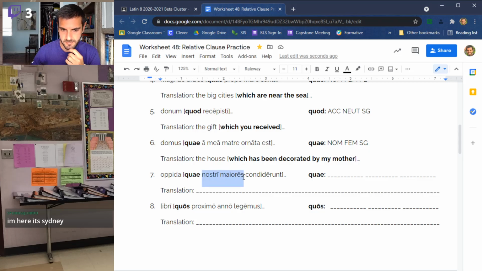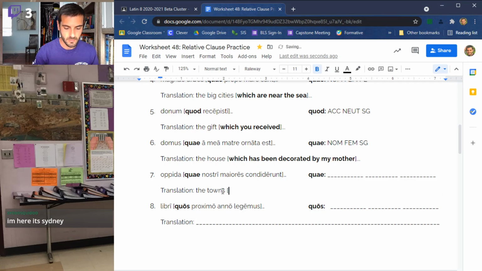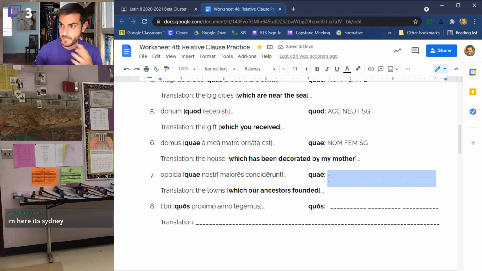Since they're in the nominative, that means they did this verb. This verb means to found. So these are the towns which our ancestors founded. So quae, we're thinking nominative or we're thinking accusative. The cities, the towns rather, which our ancestors founded. What did our ancestors found? Our ancestors founded the towns. So this is accusative. Neuter and plural.